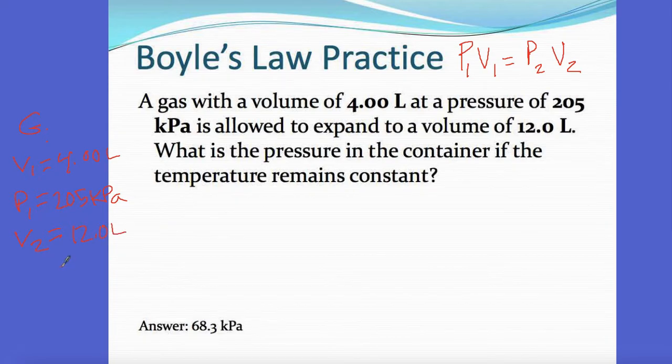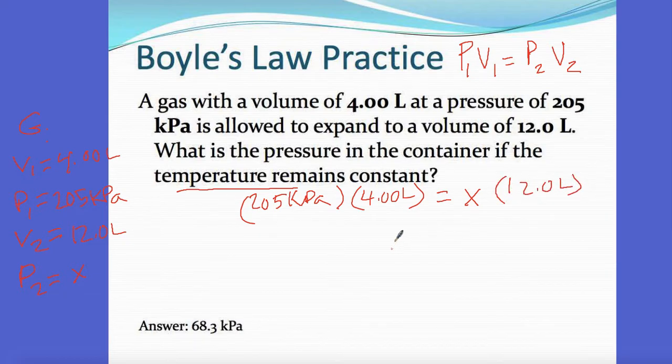All right. And now we want to know what is the pressure in the container. It's saying temperature remains constant. So we know if temperature remains constant, we don't have to worry about it. Okay, plug in. We have 205 kPa, 4 liters is equal to, our pressure is X now, and our volume is 12.0 liters. Okay, and when we solve it, we get our answer to be 68.3 kPa as the new pressure. All right, that's pressure 2.